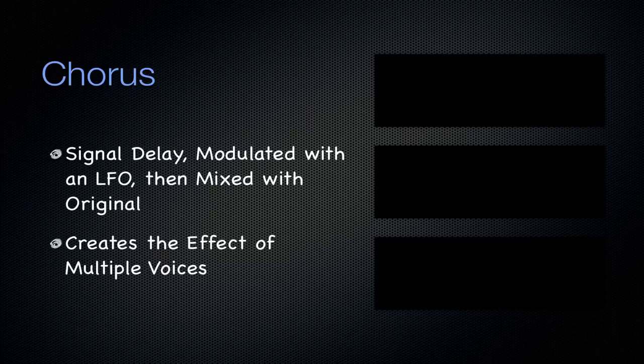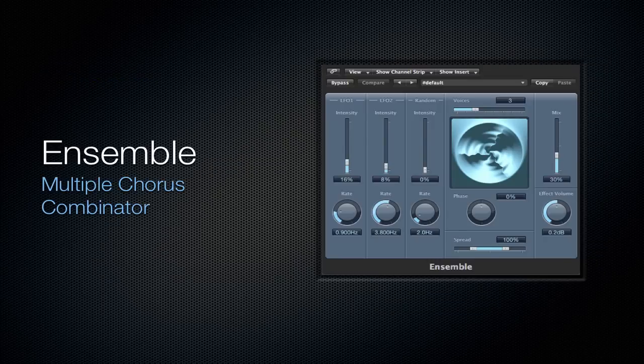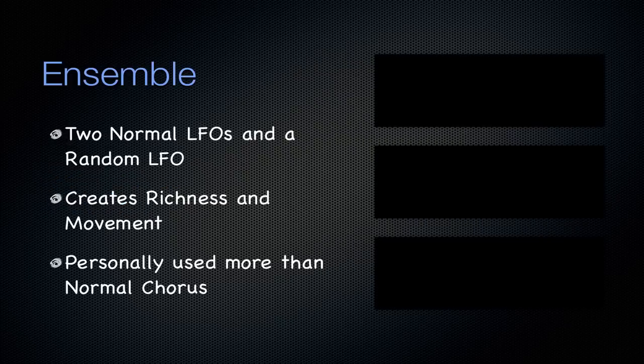I find myself using this sometimes on main vocal tracks too, because the modulation in this has a very classic feel, especially for vocals. Next is going to be the Ensemble plugin, and it's just a multiple chorus combinator. It actually has 3 chorus plugins on it, 2 normal LFOs and a random LFO. You can create richness and movement on your track, and I personally use this more than chorus.